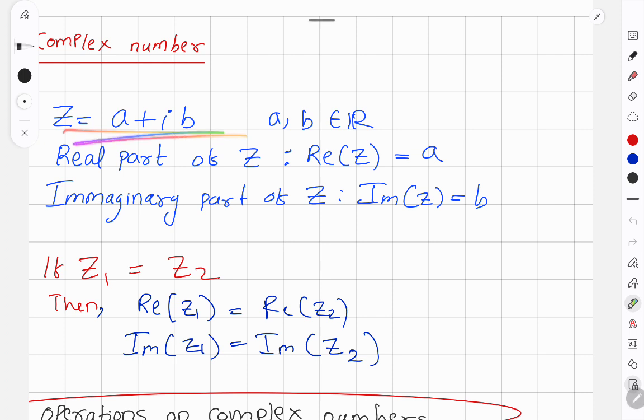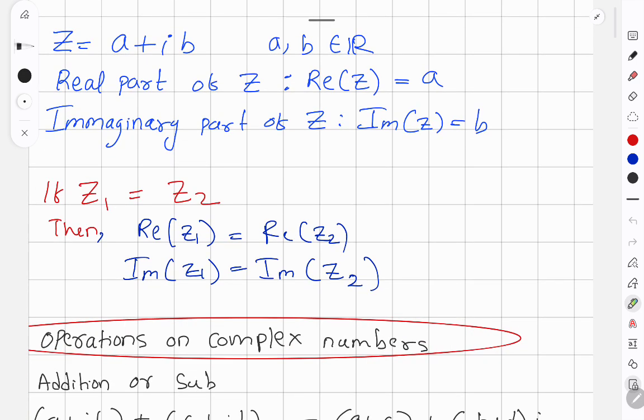A complex number could be in the format a plus ib, where a and b belong to the real numbers. We say a is the real part of the complex number, and b is the imaginary part of the complex number. Is it clear? So the real part of the complex number is a and the imaginary part is b.